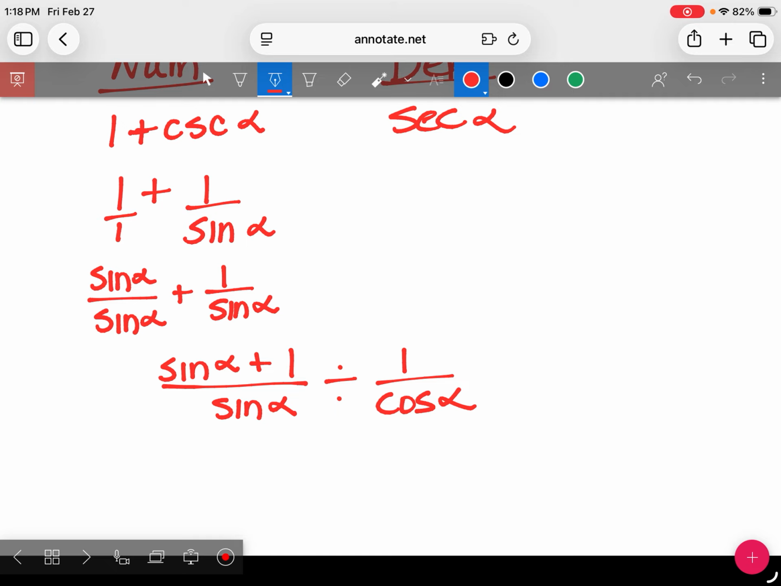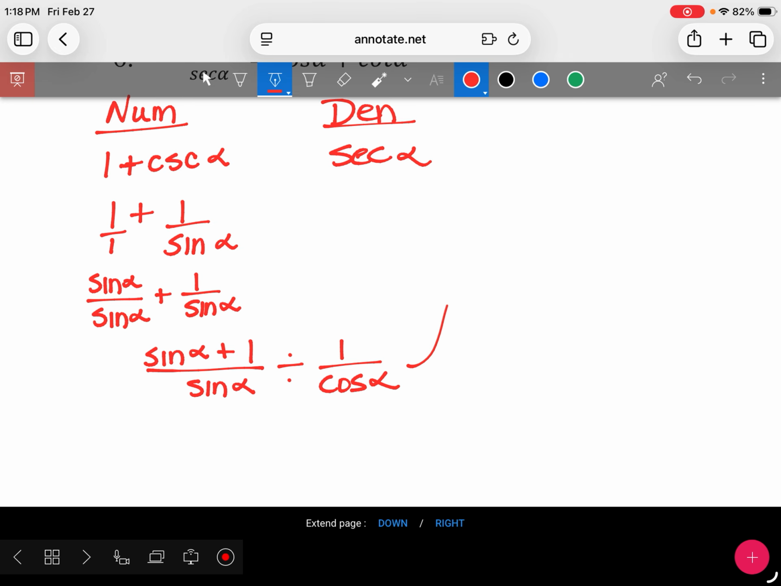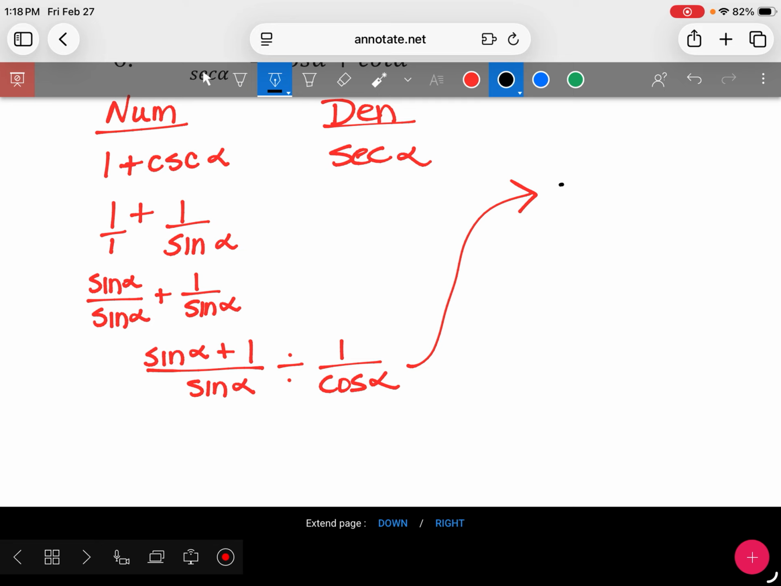I don't know if you are hearing these common things we're doing over and over again: common denominator, keep, change, flip, identity. It's one of those things you have to lock in on. Okay, so now I'm going to come over here and do my keep, change, flip.